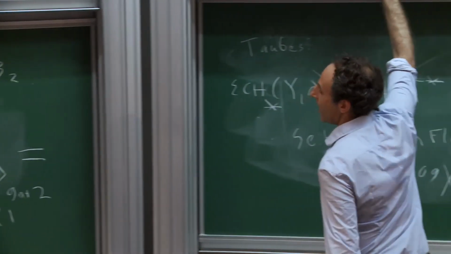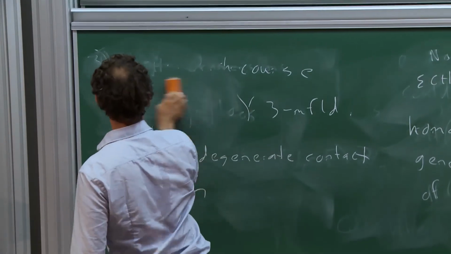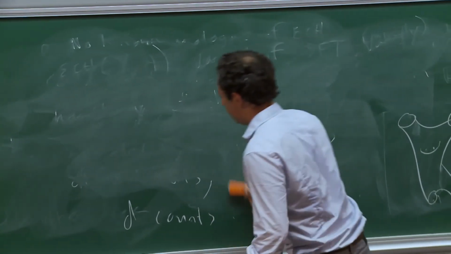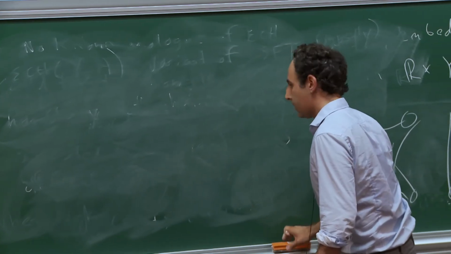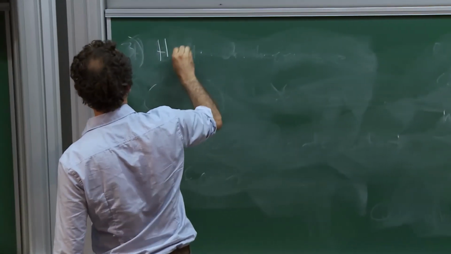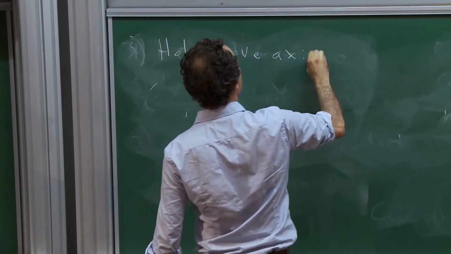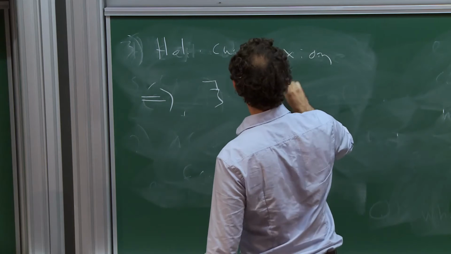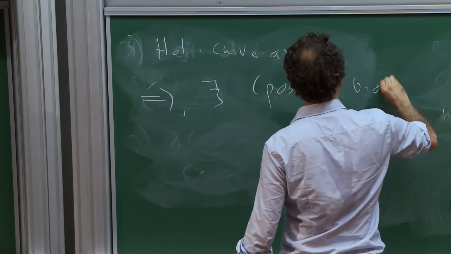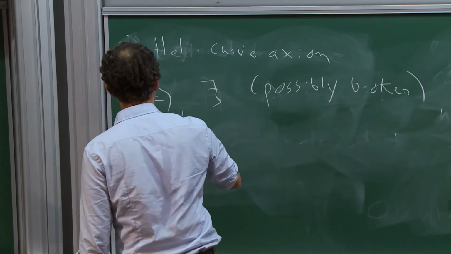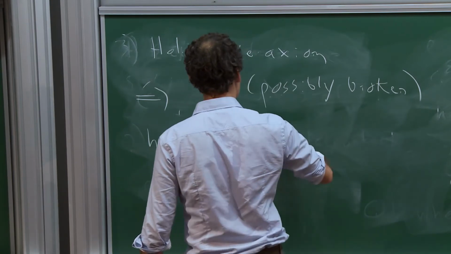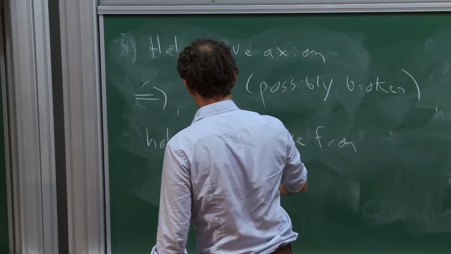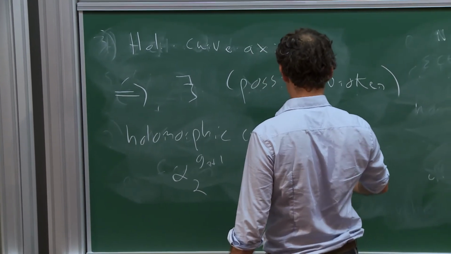And so now the holomorphic curve axiom says that there is some possibly broken holomorphic curve from alpha 2 to the gn plus 1 to beta 1 to the gn plus 2.